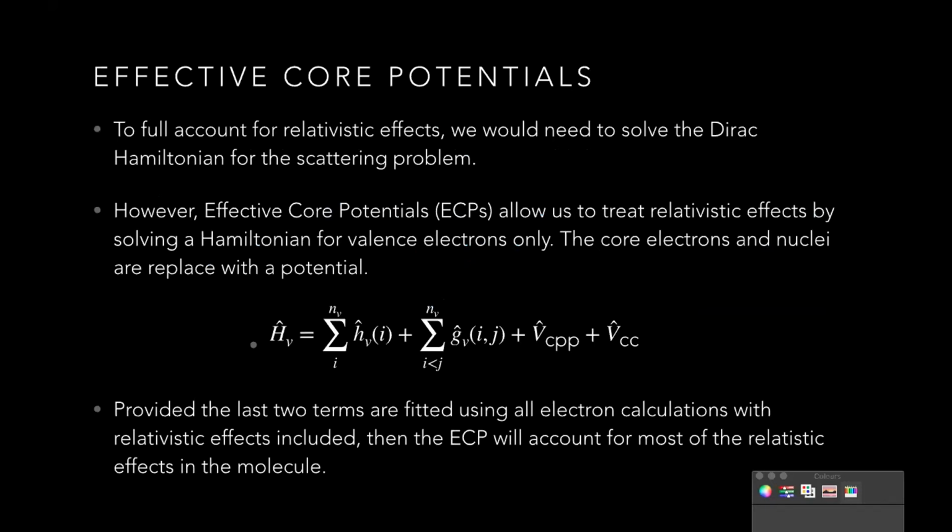So if we wanted to fully account for relativistic effects, we would need to solve the Dirac Hamiltonian for the scattering problem, which would be quite challenging. However, we can use an effective core potential instead. And this allows us to treat the valence electrons only. So all of our core electrons and our nuclei are instead replaced by these potentials, this VCPP and this VCC. And as long as those have been fitted using data that accounts for relativity, then our pseudopotential will account for relativistic effects.